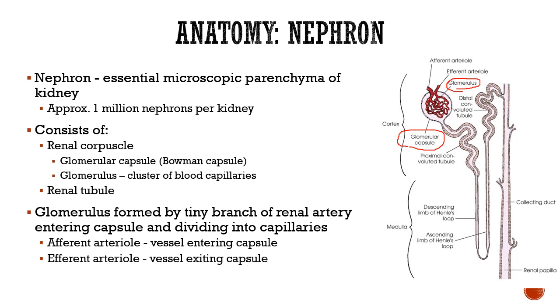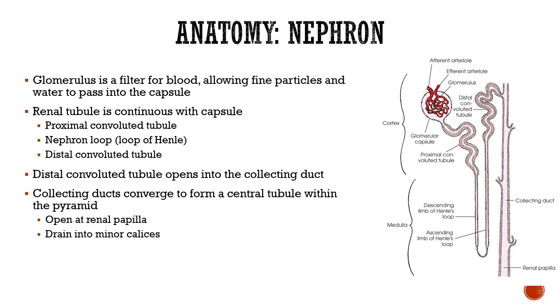The glomerulus is formed by the tiny branch of the renal artery entering the capsule and dividing into capillaries. There's an afferent arteriole, which is the vessel entering the capsule, and there's the efferent arteriole, which is the vessel exiting the capsule. The glomerulus is a filter for blood, allowing fine particles and water to pass into the capsule. The renal tubule is continuous with the capsule.